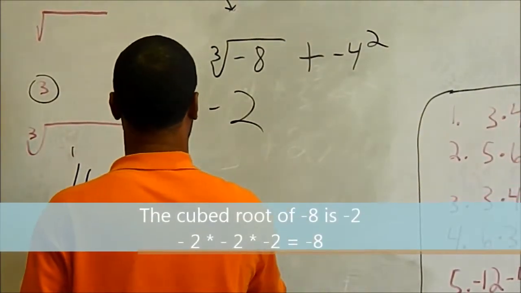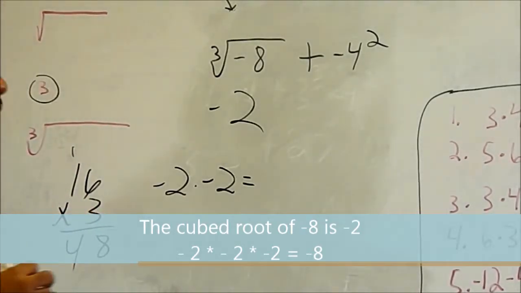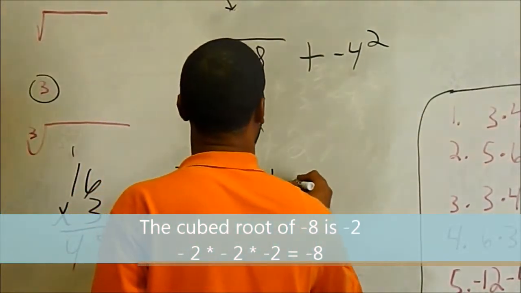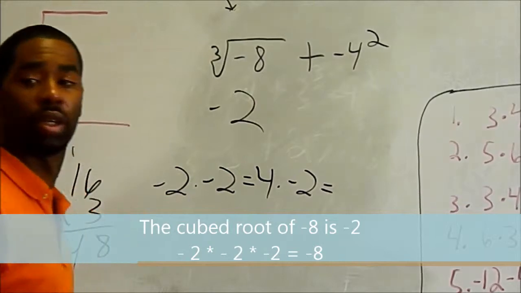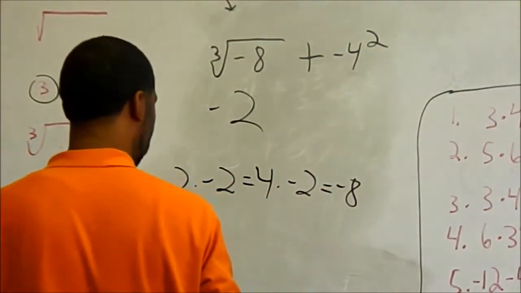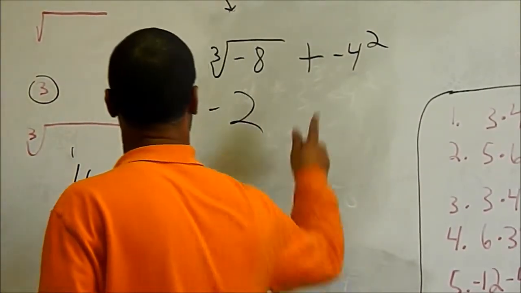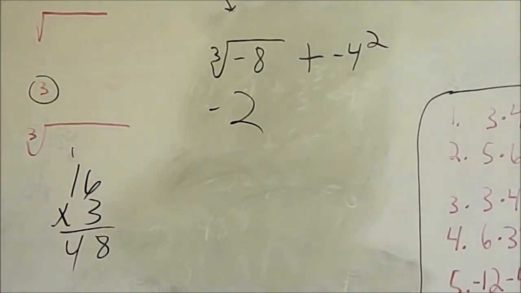Because negative 2 times negative 2 is what? Positive 4. Positive 4 times negative 2 is what? Negative 8. So negative 2 is correct. Now, what's negative 4 to the second power? Positive 16.